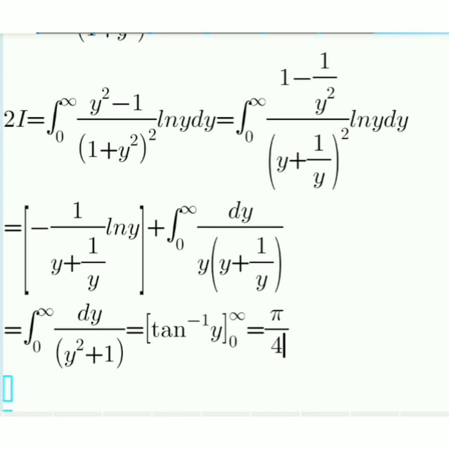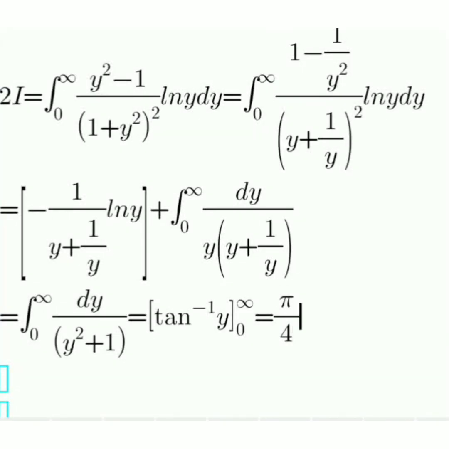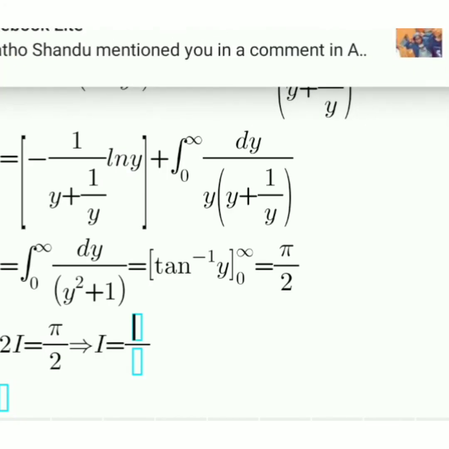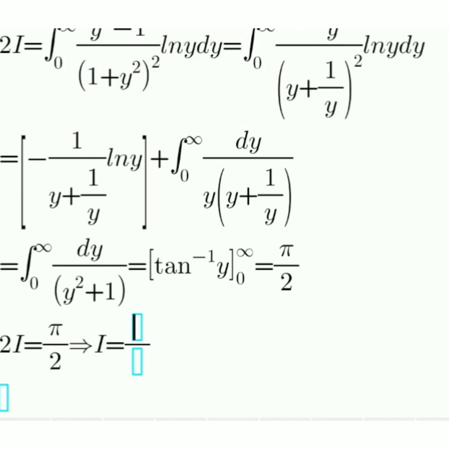There is a small mistake, it can be written pi by 2. So friends, whatever we see, 2 capital I is equal to pi by 2. So that implies I equals to pi by 4.